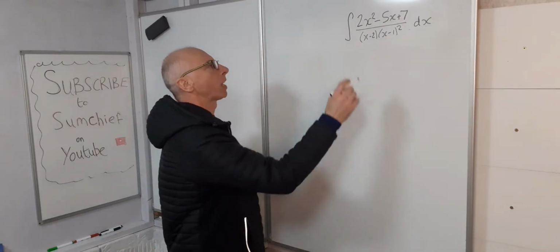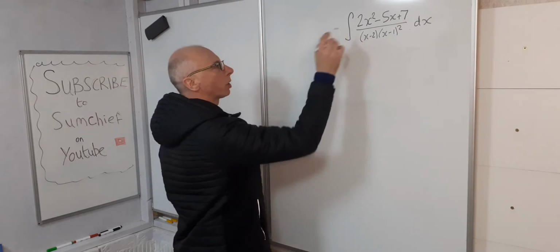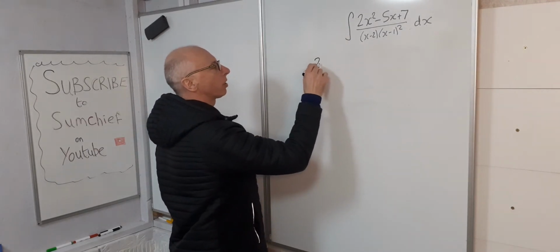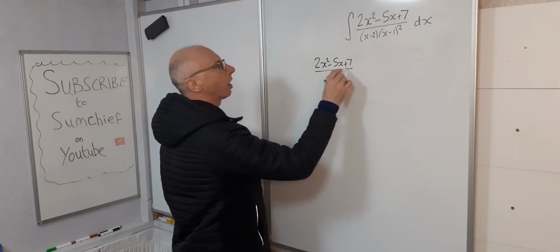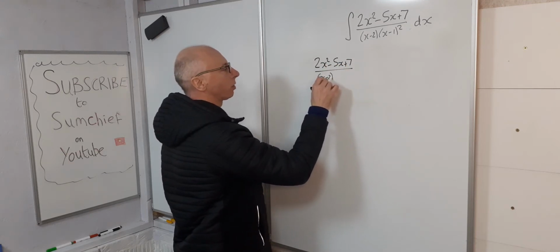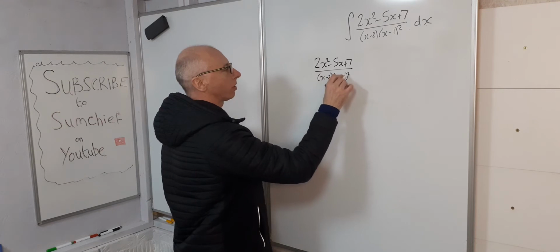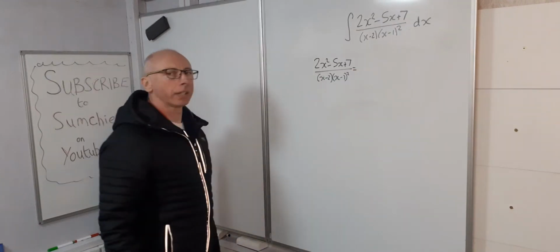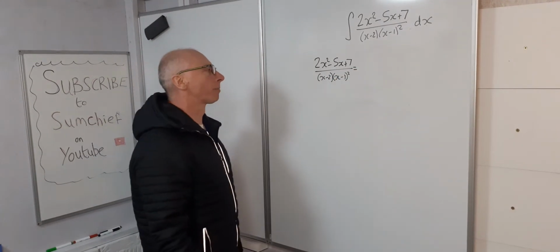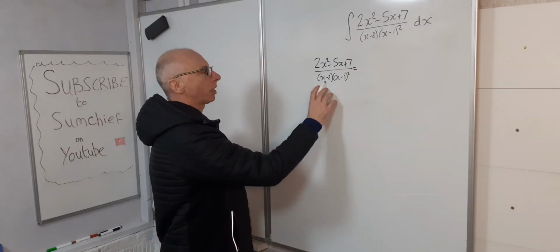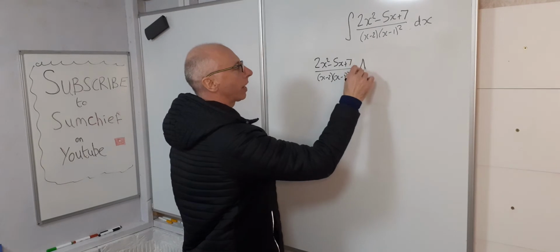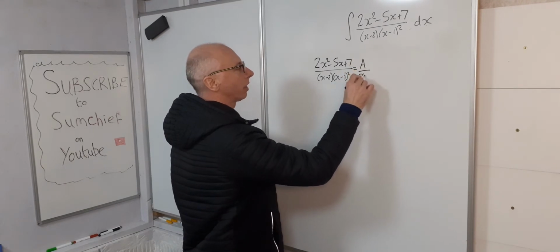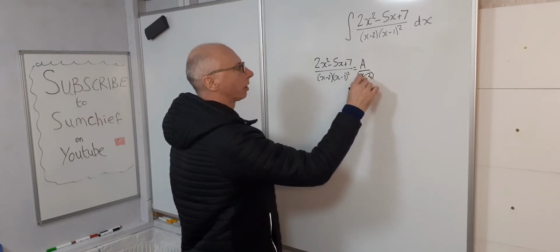fractions. So to start us off, we're just going to write this value here, 2x squared minus 5x plus 7 over (x minus 2)(x minus 1) squared. Okay, so now we're going to build up the powers. We've got the x minus 2 linear term first, so we use the letter capital A over x minus 2.